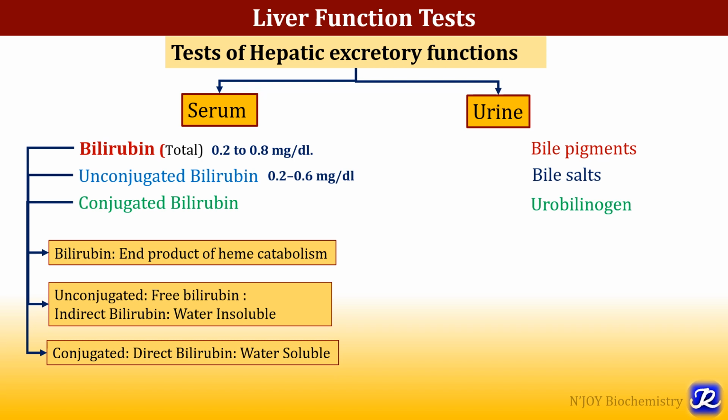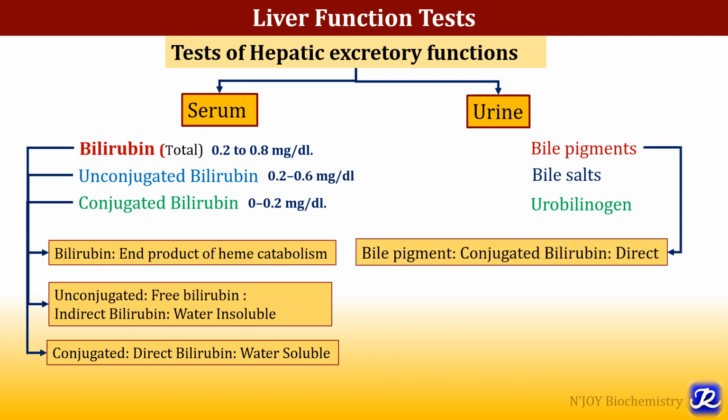The conjugated bilirubin, which is formed later in the liver from unconjugated bilirubin, is called direct bilirubin. This is water soluble bilirubin, and the normal range is 0 to 0.2 milligram per deciliter.